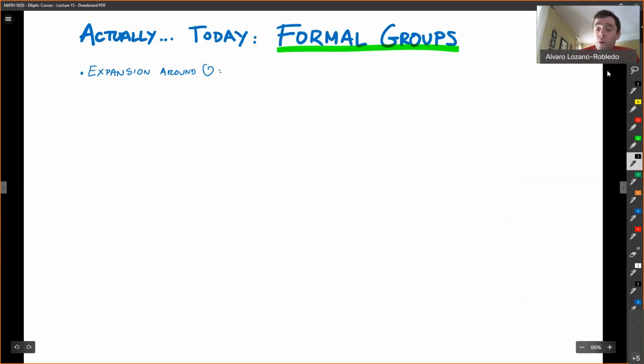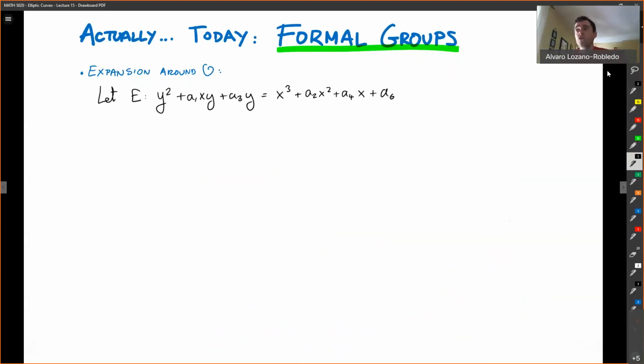Okay, so let E be given by a long Weierstrass equation. And what I want to do is talk about addition near the origin. So what I need is a change of variables that is going to put the origin, the point O, at the coordinate (0, 0).